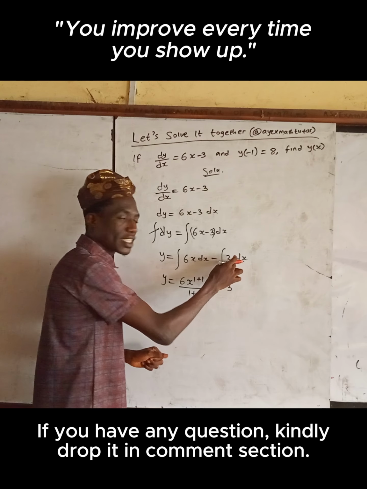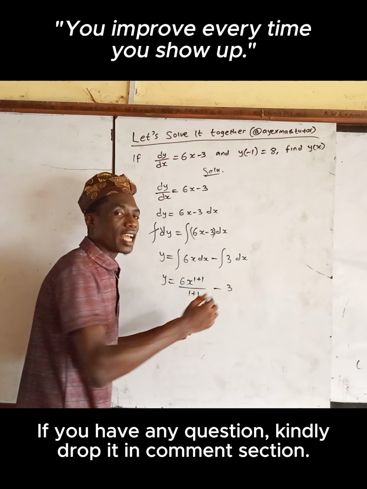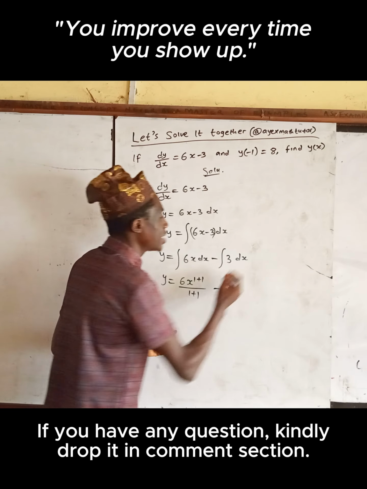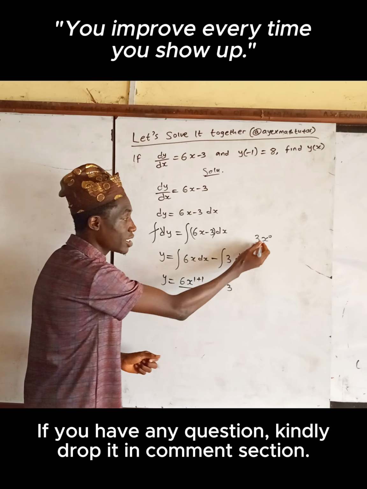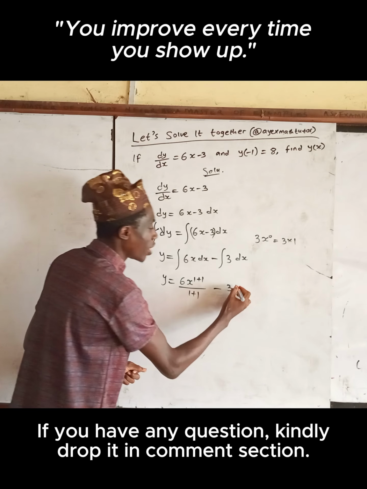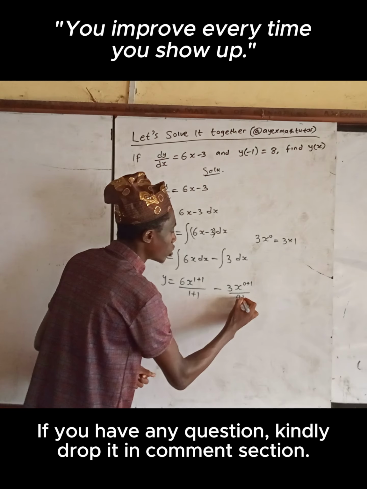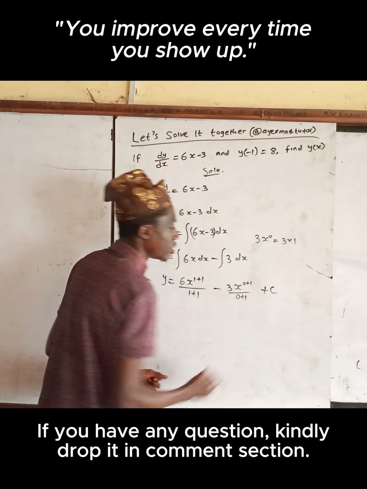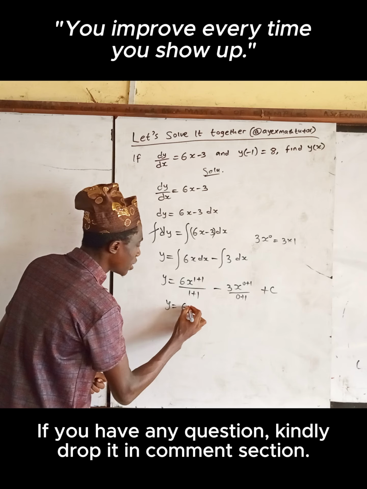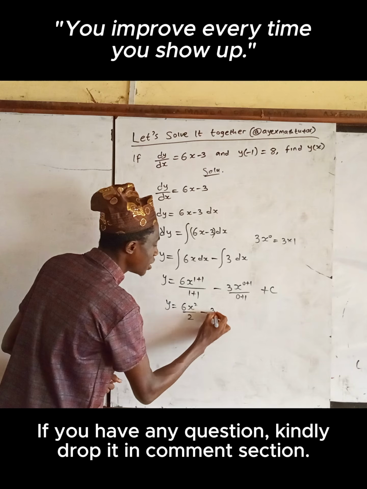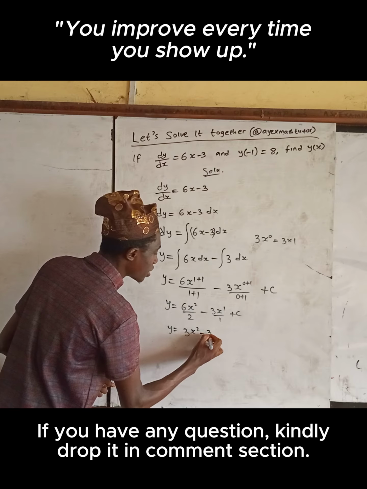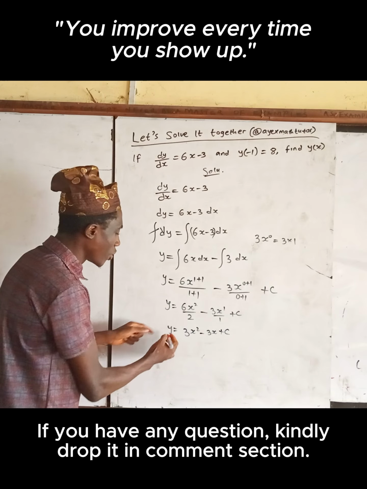Then minus 3. There is no x here, so we can add x raised to power 0, and anything raised to power 0 is 1, so it's still 3 multiplied by 1. Are you getting it? So we have x to the power 0 plus 1 divided by 0 plus 1. Then don't forget your c, the integral constant. It's very important. So we have y equals 6x squared divided by 2 minus 3x to the power 1 divided by 1 plus c. From here, 3x squared minus 3x plus c. So this is now the function of our y.